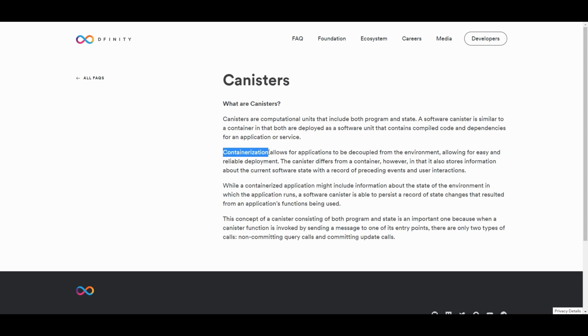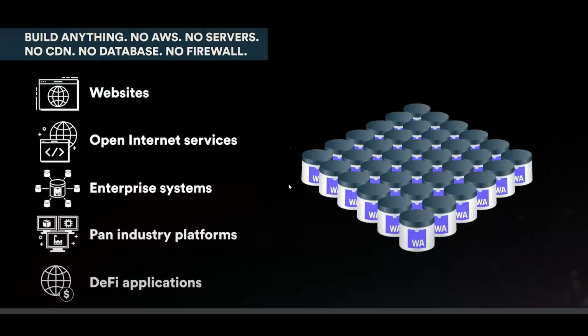Canisters may sound similar to containerization, where the code is written once and runs anywhere, allowing for applications to be decoupled from the environment, allowing for easy and reliable deployment. The canister differs from a container in that it also stores information about the current software state with a record of preceding events and user interactions. So you could essentially build anything web-related, like websites, open internet services, enterprise systems, pan-industry platforms, and DeFi applications.